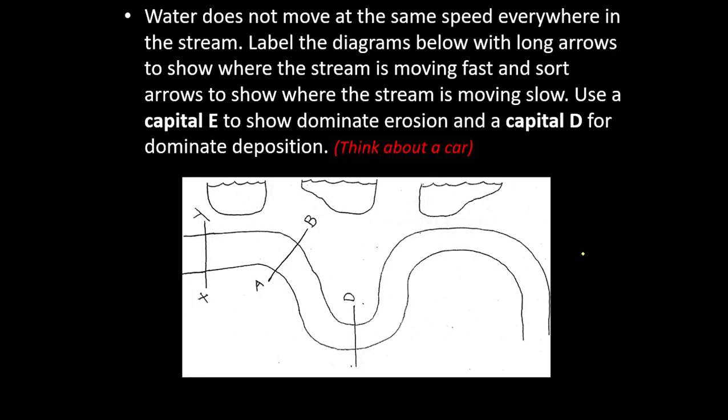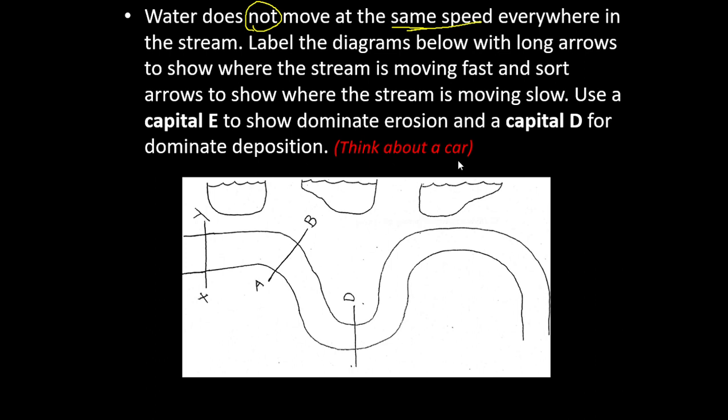All right. Lastly, when you have water in a stream flowing, it's not going to move the same speed everywhere. So what we're going to do is take a look at this diagram and label where the stream is moving fastest and where it's moving slowest by indicating arrows. We're also going to put an E for erosion and a D for deposition. Now, we haven't talked about deposition yet, but deposition is a deposit. So erosion is the taking away and moving. Deposition is the opposite, where we deposit it.